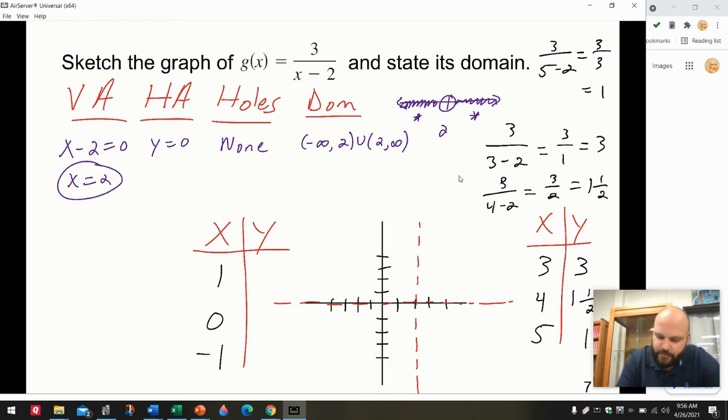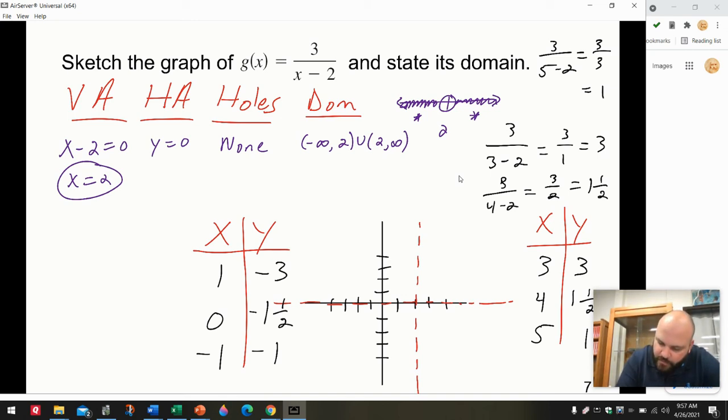Now, continuing that for these x values over here, when I put the number 1 in, I end up with 1 minus 2 on the bottom, which gives me -1. 3 divided by -1 is -3. Put a 0 in, I end up with 3 over -2, which is -1 1/2. And then the last one, if I put a -1 in, I have -1 minus 2, which is -3. 3 divided by -3 is -1. So now I have all of my ordered pairs that I can now go back and graph.